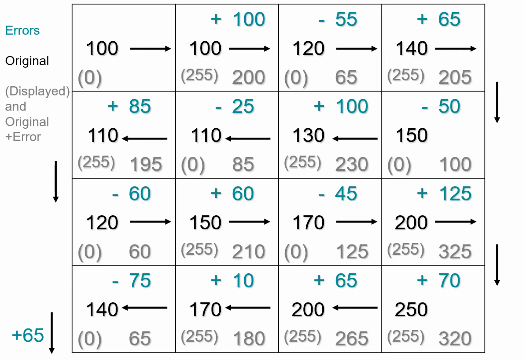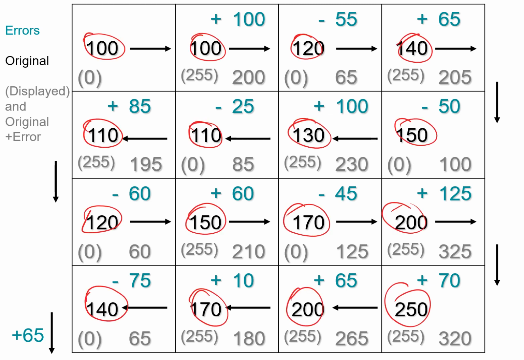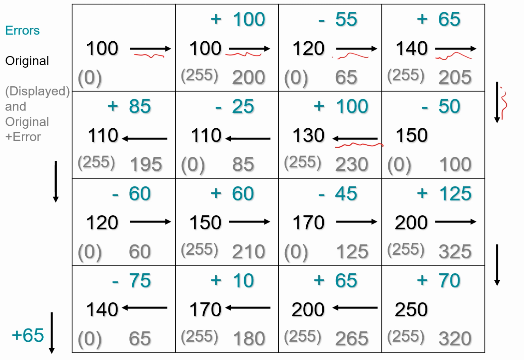This slide shows the application of the algorithm to the input image. First of all, the black numbers in the center of the squares are the original pixel values. The arrow indicates the direction of travel of the algorithm. We start at the top left pixel and then work along to the end of the row. Then we move down to the next row and work backwards. We zigzag down the image.